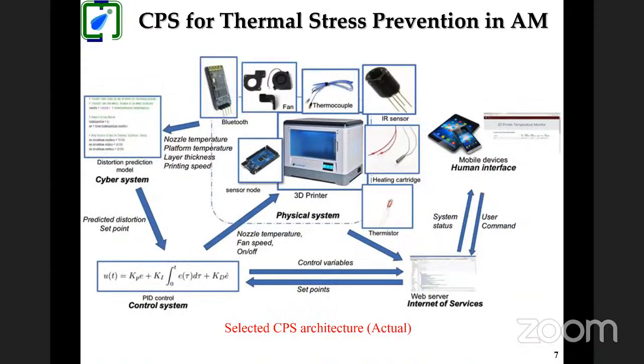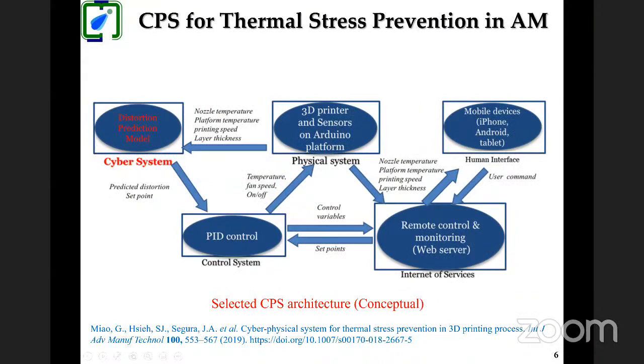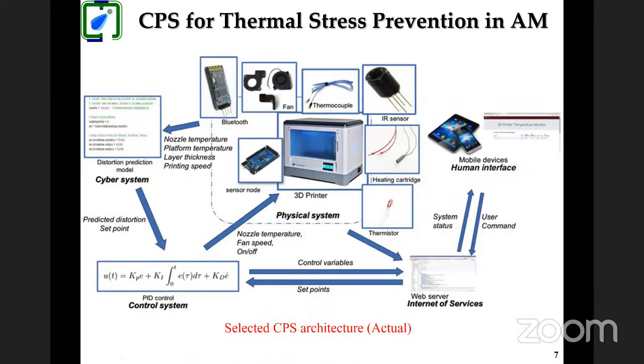And this is the actual architecture. So this was the conceptual architecture, and this is the actual architecture with the physical things. Again, at the heart of the system is our 3D printer, which is connected to some sensor nodes, some fans, some thermocouples, some infrared sensors, some heating cartridges, some transistors, and everything is connected with the help of Bluetooth. And from this Bluetooth, the parameter values, the nozzle temperature, platform temperature, layer thickness, and printing speed are sent to the cyber physical system, which is the distortion prediction model.